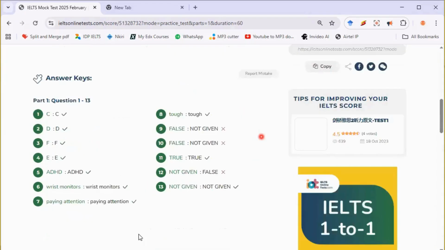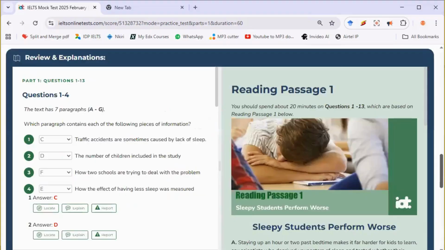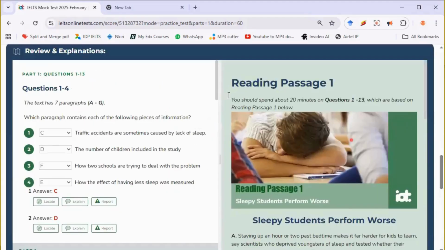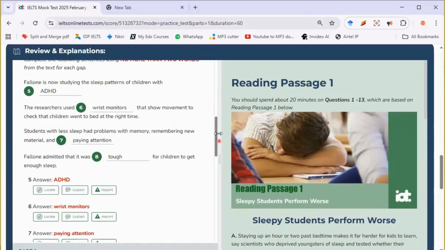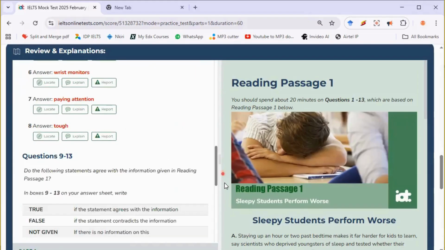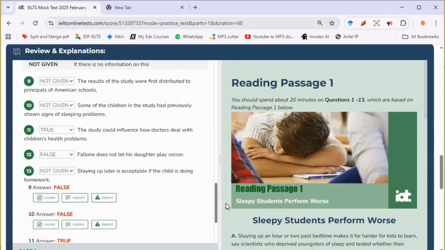So here are my scores. I got all the matching information right. Can you see ADHD? Wrist monitors, paying attention, tough. So here they are telling me that number 9 and 10 should be false, false. Wow. False, false. Number 12 should be not given. Okay? So what do I do here, ladies and gentlemen? I do what we call self-correction. I want to see my answers. Why are my answers wrong? Those wrong answers that I picked, why are they wrong?